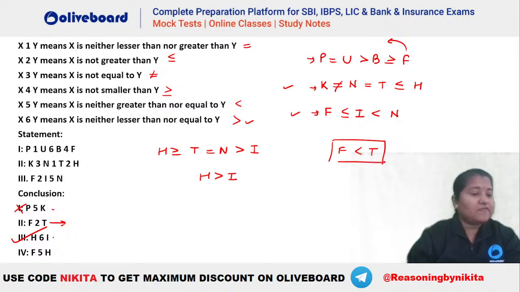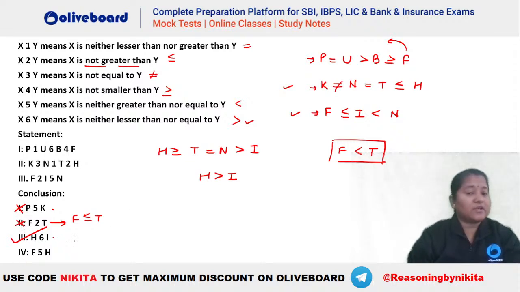But what is the meaning of f to t? F to t here, 2 means what? Not greater than. Not greater than means less than or equal to. So this represents f is less than equal to t. Isn't it? What is the meaning of 2? Less than equal to. We are getting the less than, but we are not getting that equal to here, isn't it? That is why third is not definite. It's a possibility, right? So you can see 2 is invalid.